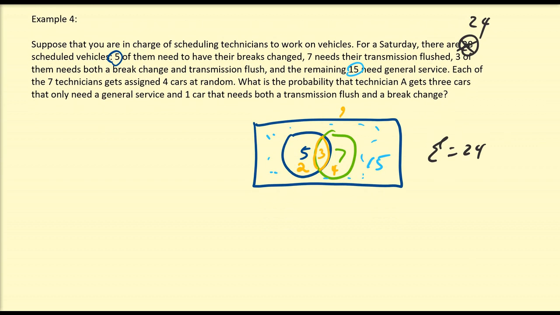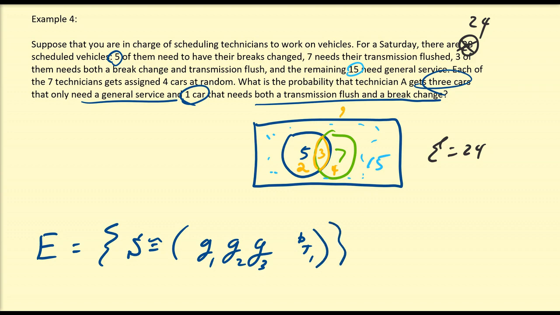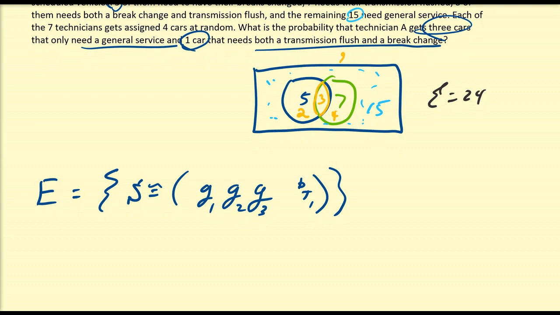Alright, so let's get a feel for what's going on here. So E is the event that you have a sample that is similar to the structure. So we get 3 cars that only need a general service and 1 car that needs a transmission flush and a brake change. So we have a general service, general service, general service, and a brake transmission flush. So this could be 1, 2, 3, and this could be 1. So structures of this style. Now, since we're gathering a sample, these are going to be dependent samples, and you can't gather more general services than are possible, of course.